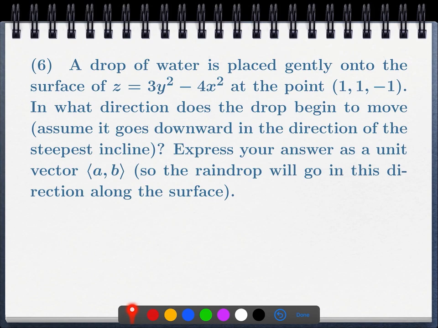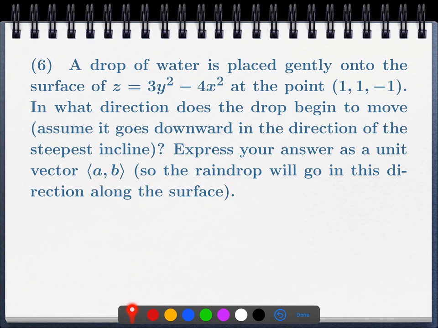So here we have a certain surface that's given to us, z equals f of x, y. And we're at a point on that surface where x equals 1, y equals 1, and z equals -1. Again, we could plug in x and y are 1, and we're going to get 3 minus 4, so z would be -1. So this is a point on that surface. And we're going to put a drop of water at that point on the surface. And the problem is, in what direction does the drop of water start to move? I say to express your answer as a vector a, b like this, meaning if you look at the shadow in the xy plane, what direction is that shadow moving in?